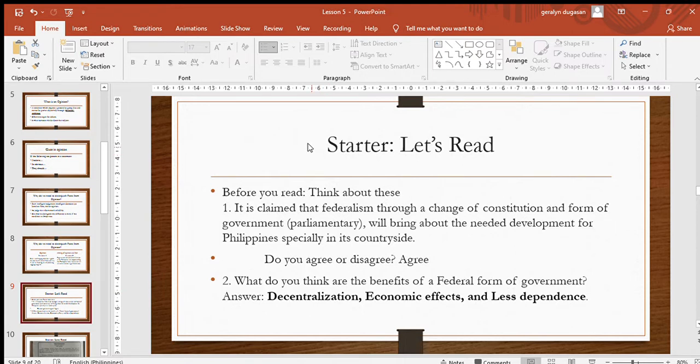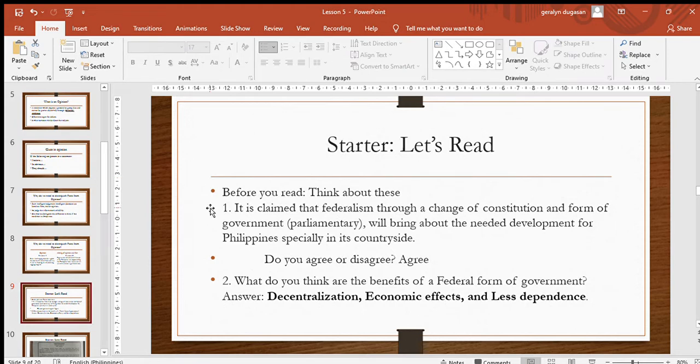The following, guys, we have to read an article, but before we read, we have this starter kit. We have to think about this.